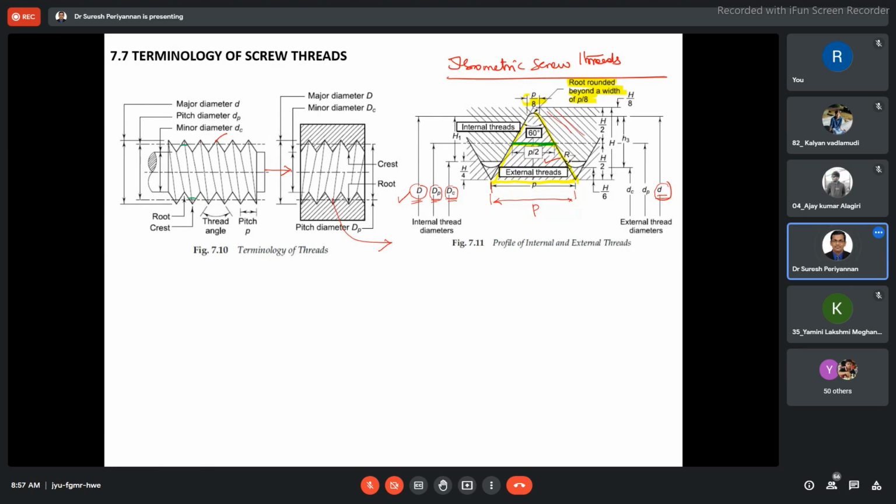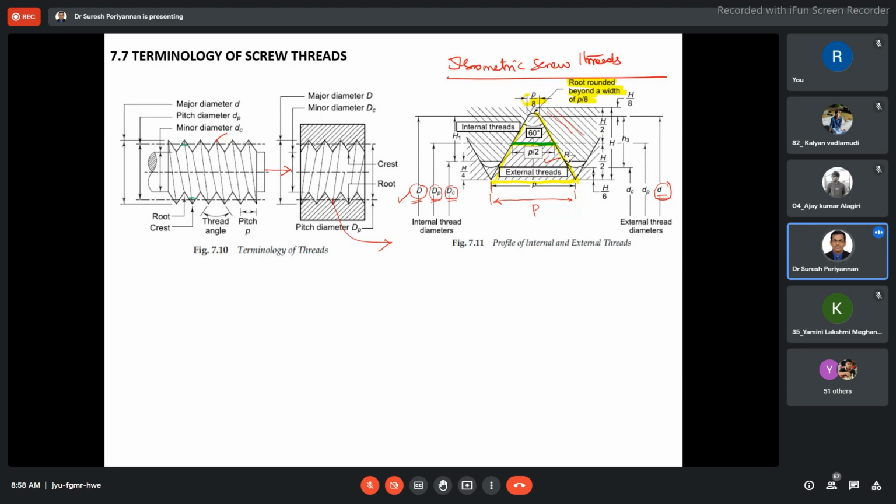Now, this is the threads. We are classifying threads into 2 types. One is coarse series, another one is fine series. Coarse series means the bolt and nut thread dimensions are going to be larger. Fine series means the thread dimensions, especially pitch and core diameter, are going to be smaller. So we are classifying in 2 ways: coarse thread and fine thread. Generally both profiles are similar, but the dimensions of the threads differ. Coarse threads are the basic series threads, so we can call them coarse series threads or basic series threads.